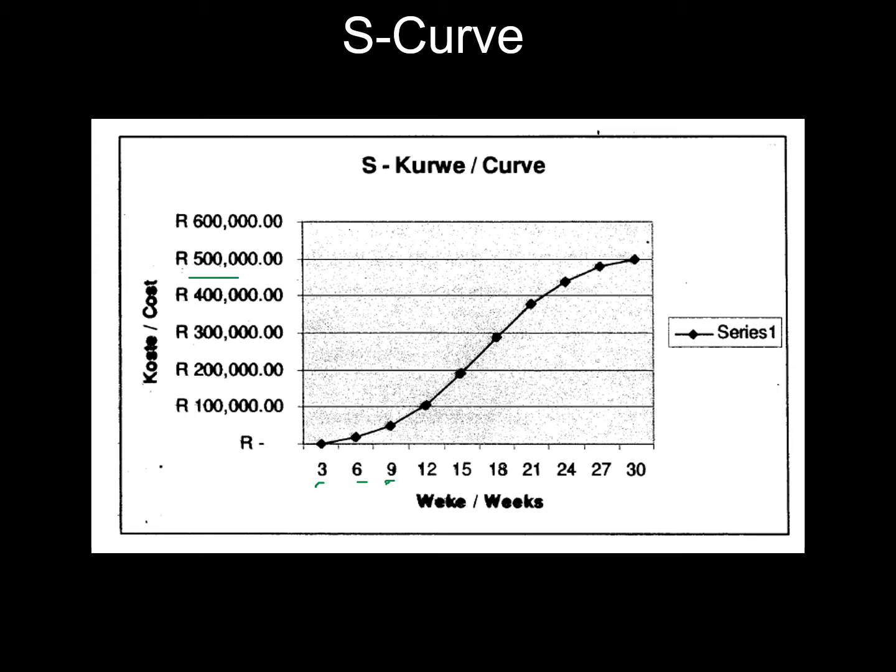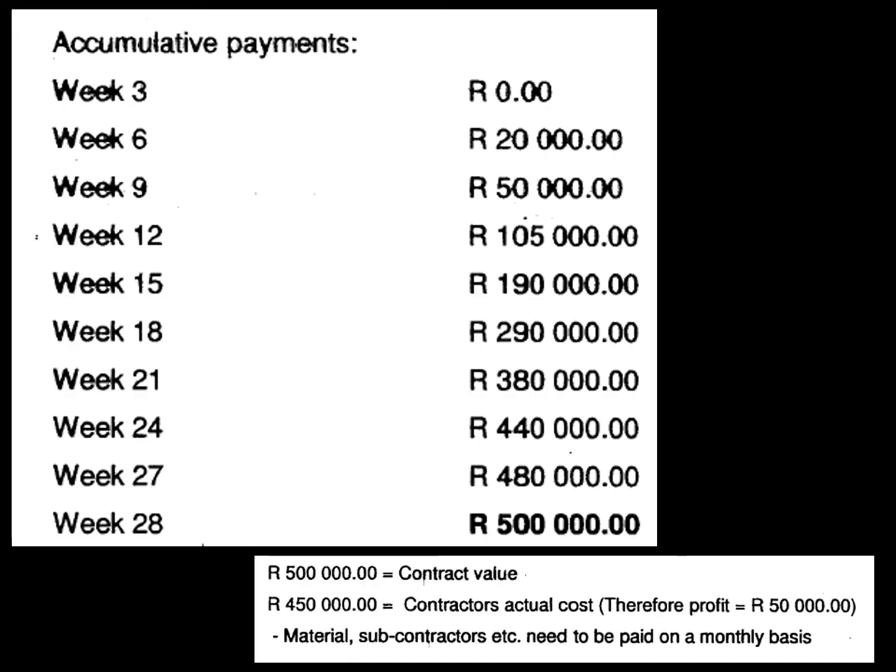So the project, in this case, after week 3, there was still a 0 value of work done. Then we can see in the next slide we will actually have the actual values, or the table for this. On week 12 there was 100,000 Rand worth of work done, up to week 30 where we have a value of 500,000 that was done for the project. So just putting it in perspective, in week 3 the value of work was 0. Week 6 we had a value of 20,000, 50,000, 105,000, 190,000, and 290,000. Okay, and going up to 500,000.